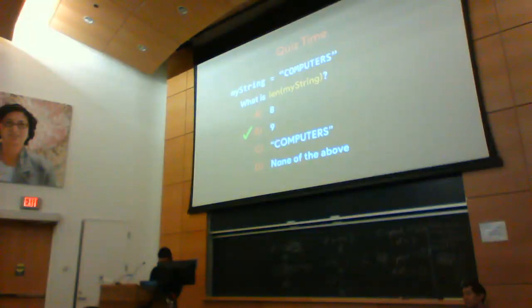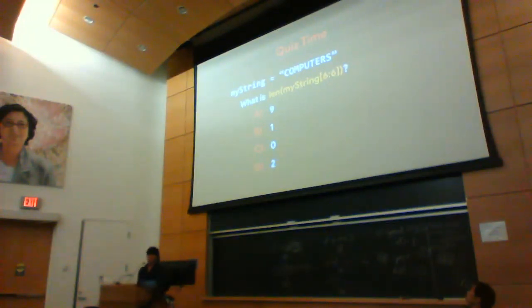Good, correct. Okay, so what is the length of my string from 6 to 6? 0, right? Anyone tell me why? Right, so the length of the empty string is 0. So now we're combining some concepts. What is the length of my string from 5 to the end? Who says A? Who says B? Who says C? And who says D? So the answer is B. And yeah, seems like most of you get it.